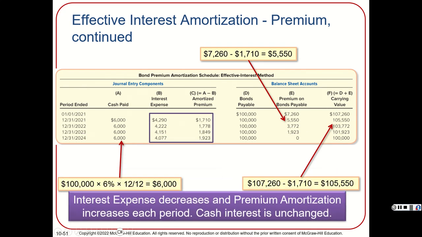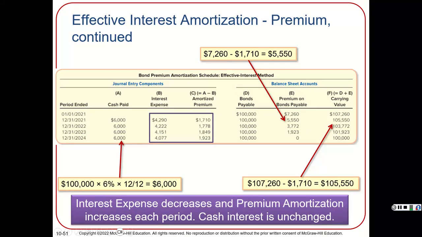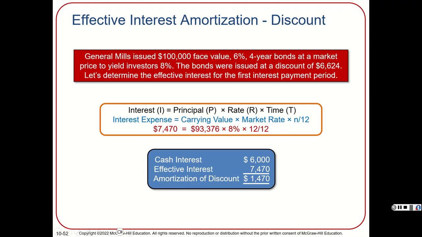All right, look at these numbers, they're different. Interest expense decreases and premium amortization increases each period. Cash interest is unchanged, which is this, the $6,000.